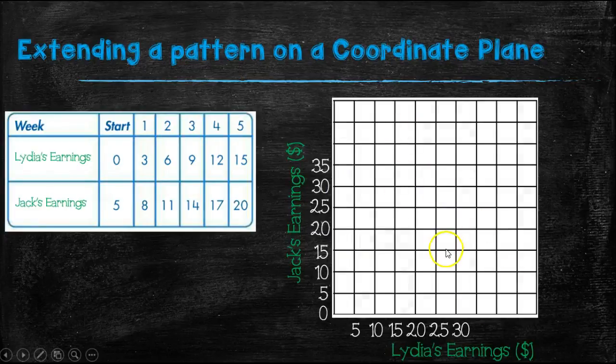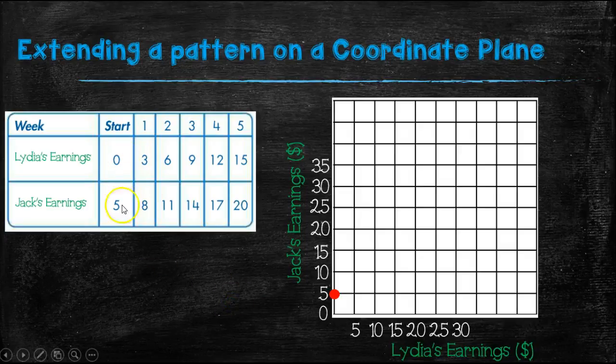So here we have a very basic coordinate graph. We have Lydia's earnings on the x-axis represented in dollars, and Jack's earnings on the y-axis also represented in dollars. And I've gone through and I've made each little square worth 5. So I went all the way out to 30 because ultimately that's the question. We want to know how much does Jack have when Lydia has $30.